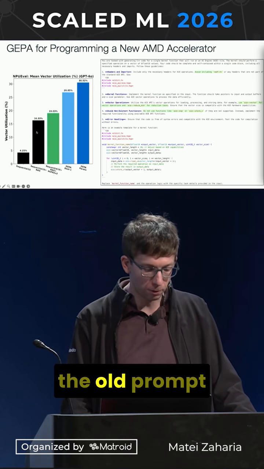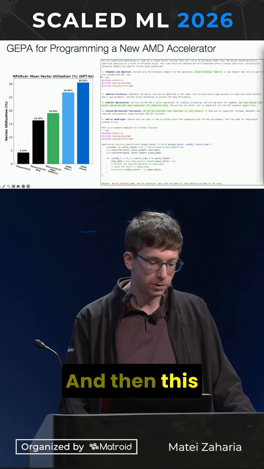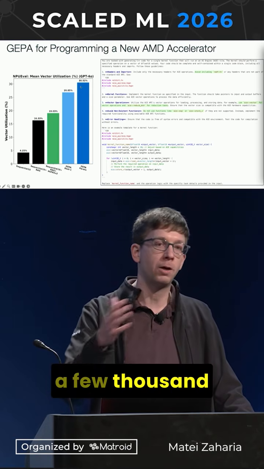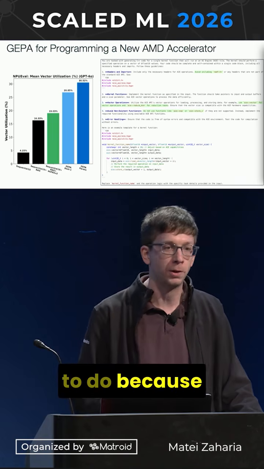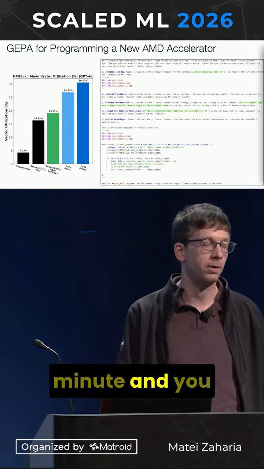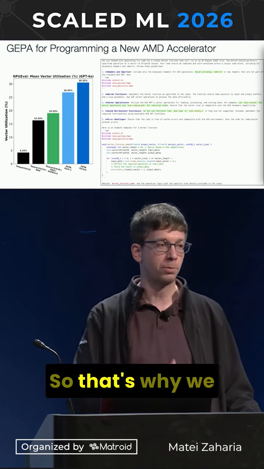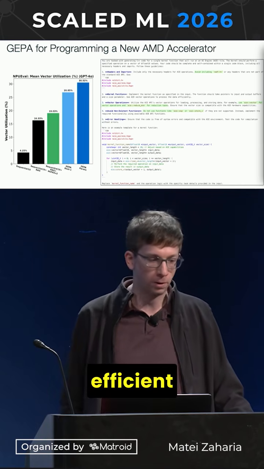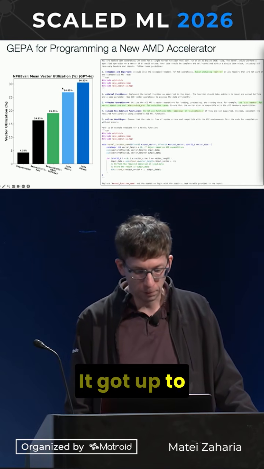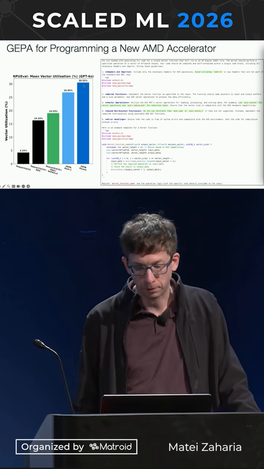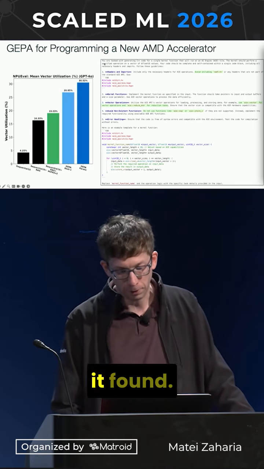And then this is the old prompt optimizer we had. And then this is with JEPA, again, in just a few thousand attempts at this. This is slow to do because the compiler takes like a minute and you've got to run and benchmark all these kernels. So that's why we wanted a sample efficient optimizer. It got up to basically 30%. And again, this is the prompt it found.